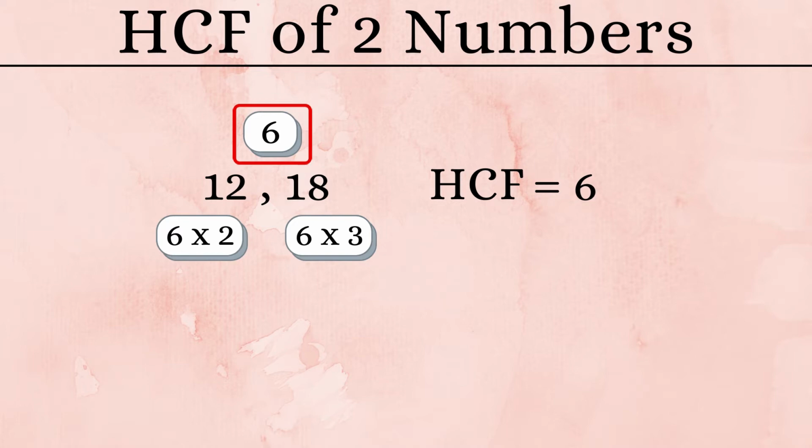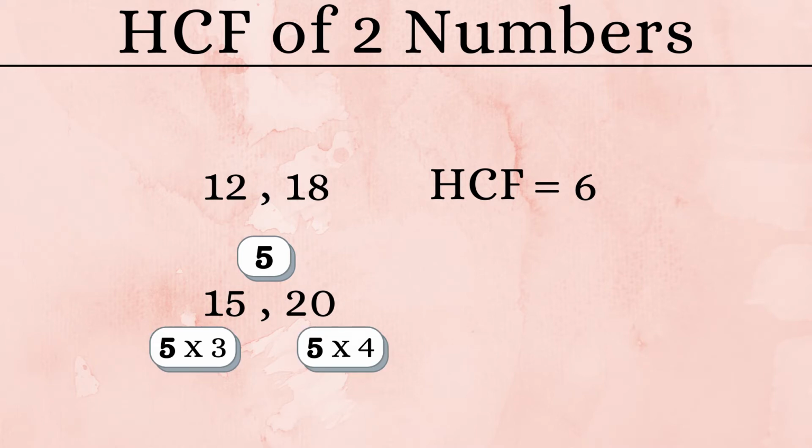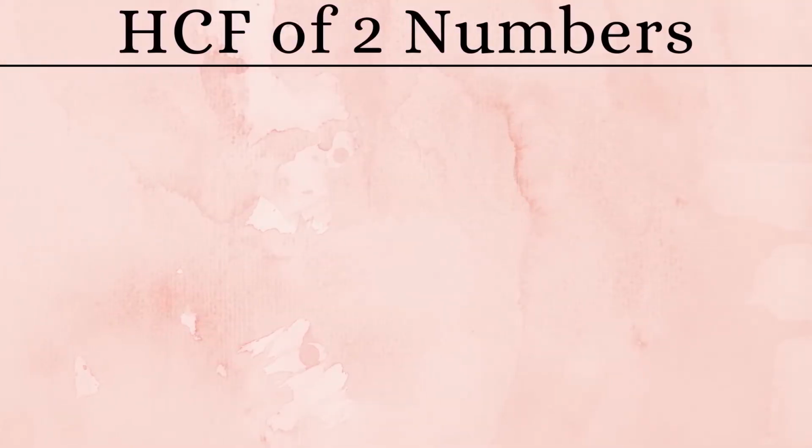Now let's find the HCF of 15 and 20. Smaller number is 15 and the difference between the two numbers is 5. So let's consider 5. Both the numbers in question, 15 and 20, are multiples of 5. So the HCF is 5. Now let's move on to our next example. HCF of 8 and 20.